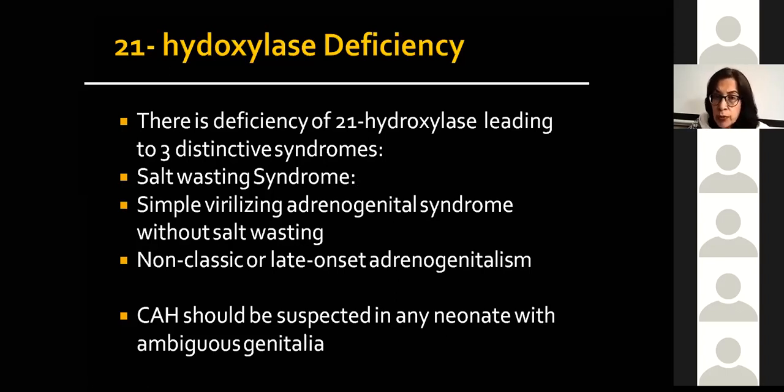When there is no 21 hydroxylase present, there is deficiency of aldosterone, there is deficiency of cortisol, both the things are there. If there is deficiency of aldosterone, there is salt wasting. It's more severe. If the aldosterone is there, but the other hormones are not being made, then there is simple virilizing adrenogenital syndrome without salt wasting. If there is no salt wasting, this is a milder form of the disease. No salt wasting, but there is virilization.